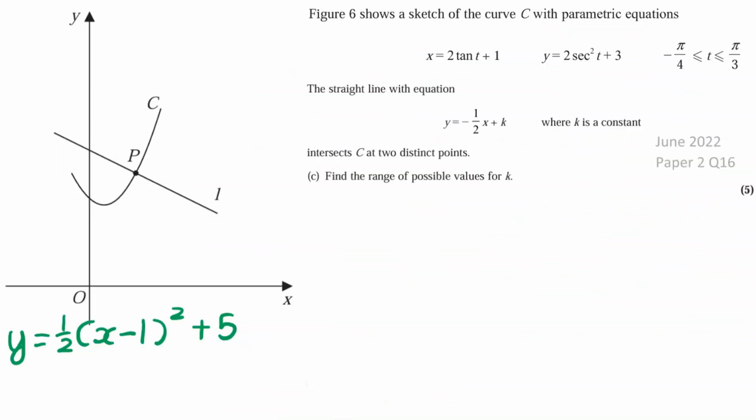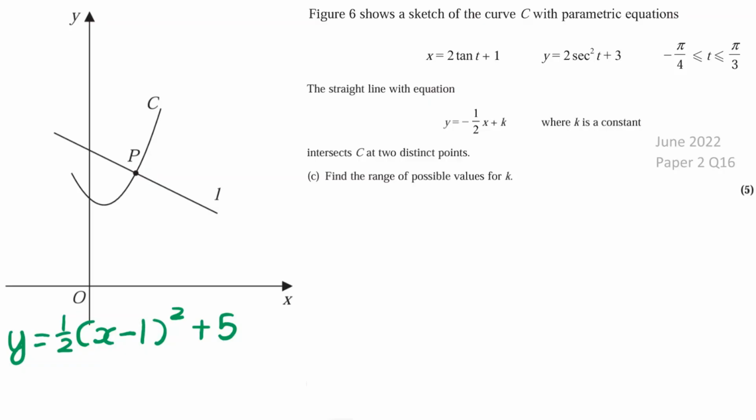Okay, so for part C, we're told about a straight line with equation y is equal to minus a half x plus k, and we're told this line intersects C at 2 distinct points, and we need to find the range of possible values for k. So let's draw on this diagram here what's going on. Ignore line L, this isn't relevant for part C. So this line here is in the form y is equal to mx plus c, where m, the gradient, is minus a half, and c, which is the y-intercept, is k.